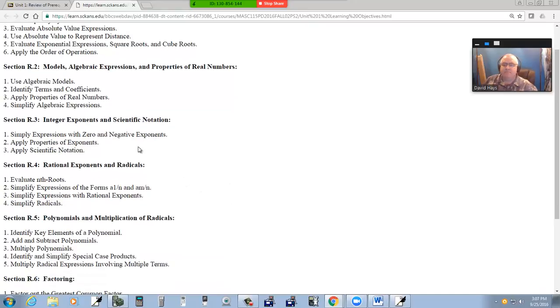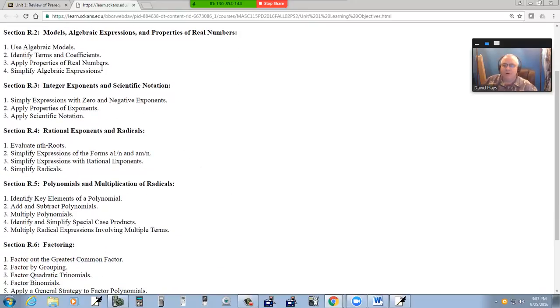Okay, that pretty well sums up R1. So let's go to R2. And this talks about some terms and coefficients and so forth. Probably won't focus too much on definitions there. I'll go directly to simplifying algebraic expressions.